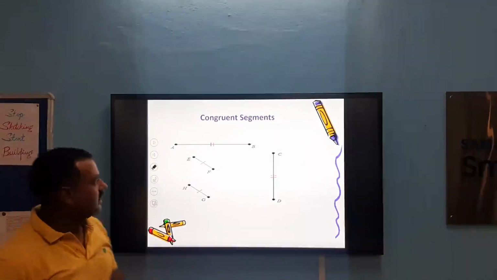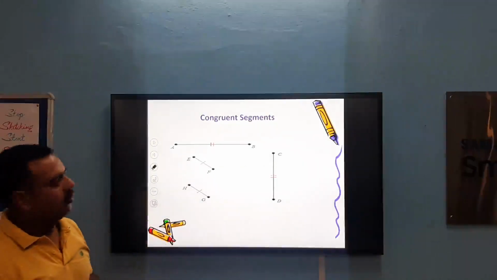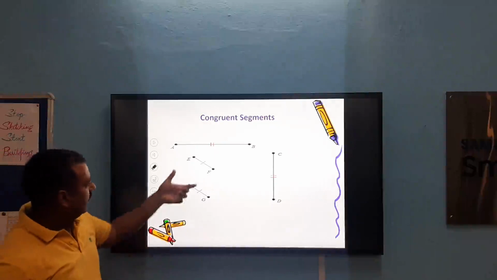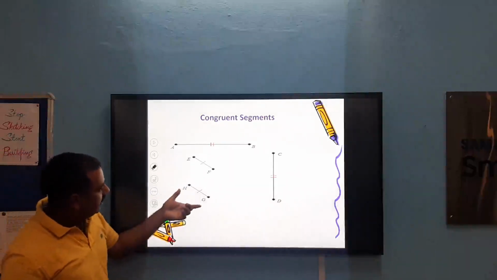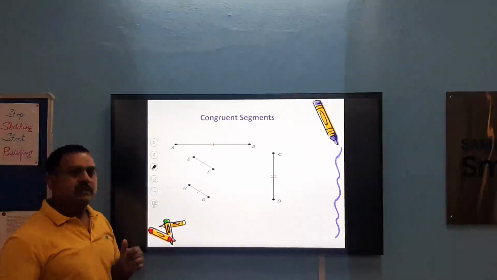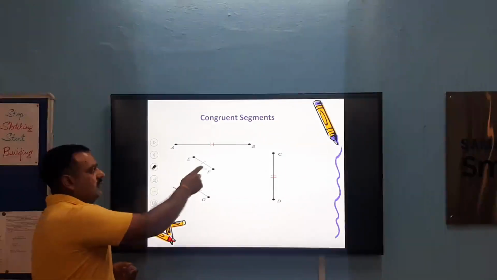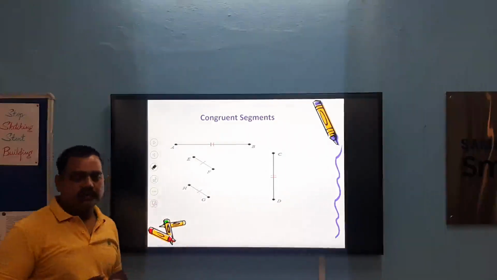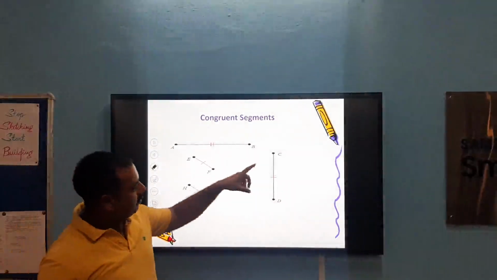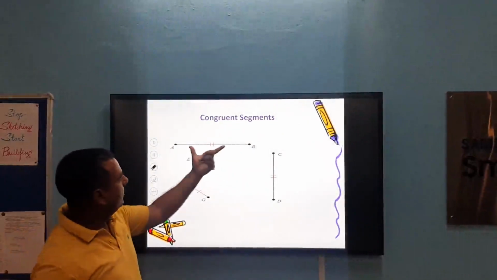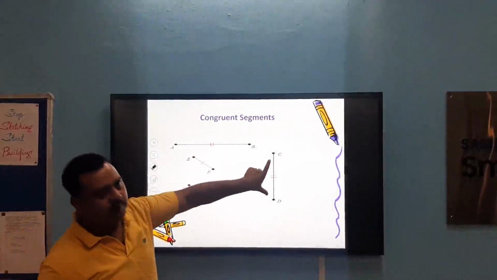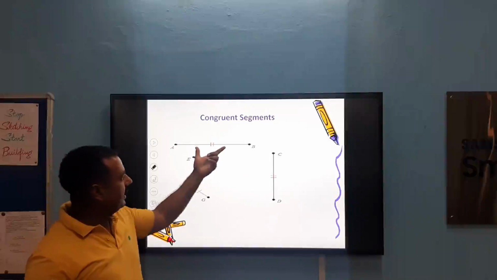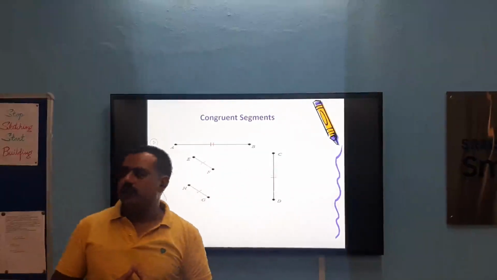For example, in this diagram we represent congruent line segments. The line segment EF seems to be equal to line segment HG, so these two line segments are congruent to each other. And the length of AB is equal to the length of CD, so line segment AB is congruent to line segment CD.